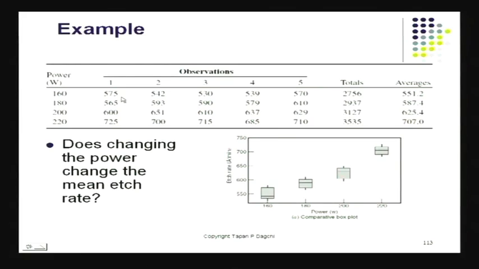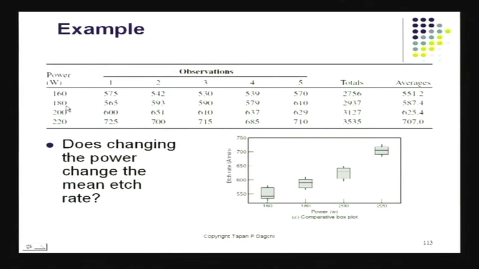Which is the effect of etching, the etching that I produced on those silicon wafers. And I've got 5 replicates of each. When power setting was 160, I got 575, then I got 542, 533, 530, 539, 570. And the average turned out to be 551.2.